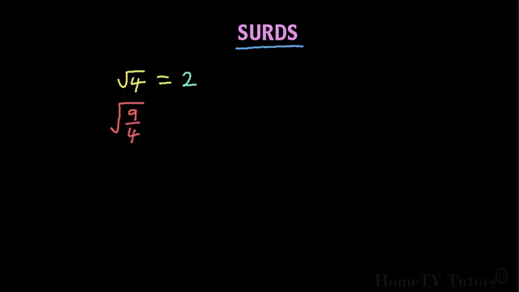The square root of 9 over 4: the square root of 9 is what? 3. Good. And the square root of 4 is 2. So if we simplify further, 3 over 2 is 1, remainder 1 over 2. Good. So some square roots can be evaluated as whole numbers or fractions. In other words, they are rational numbers. Alright?